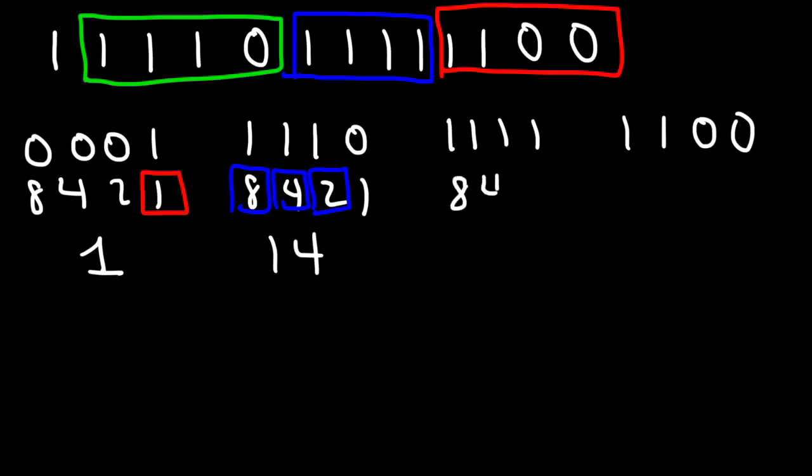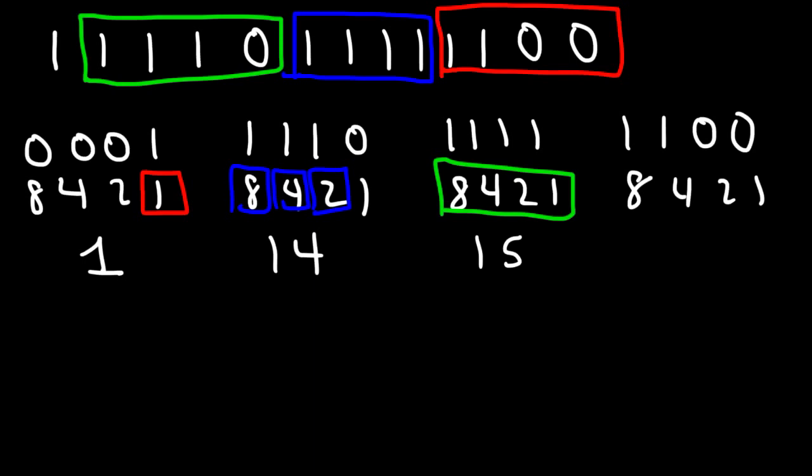And for the last one, all of them are important. So they add up to 8 plus 4 plus 2 plus 1, that's 15. And for the final one, it's just 8 plus 4, which is 12.